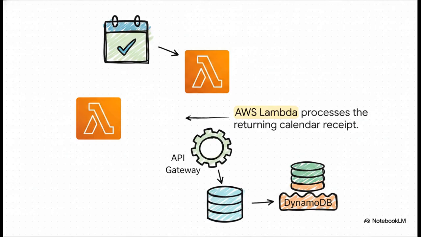When he clicks yes, his calendar client automatically generates a calendar receipt. That receipt is caught and processed by an AWS Lambda function, which is basically just a tiny, incredibly fast piece of automated code. It sends the receipt right back through the gateway to be securely logged and stored in DynamoDB.